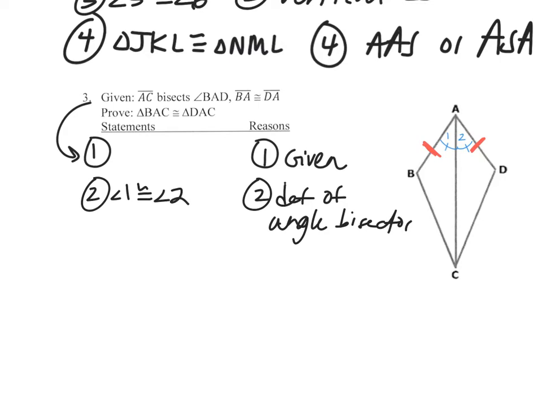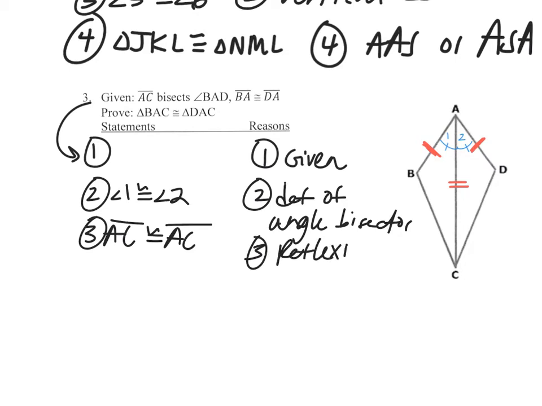What is the other piece I could get? Ethan, what else could I get, just by looking at the picture? Yep, you have a reflexive side. AC congruent to AC. It's a shared side, so you say reflexive. And now look at your picture. You have which theorem? Side angle side. Good. Do the next one.